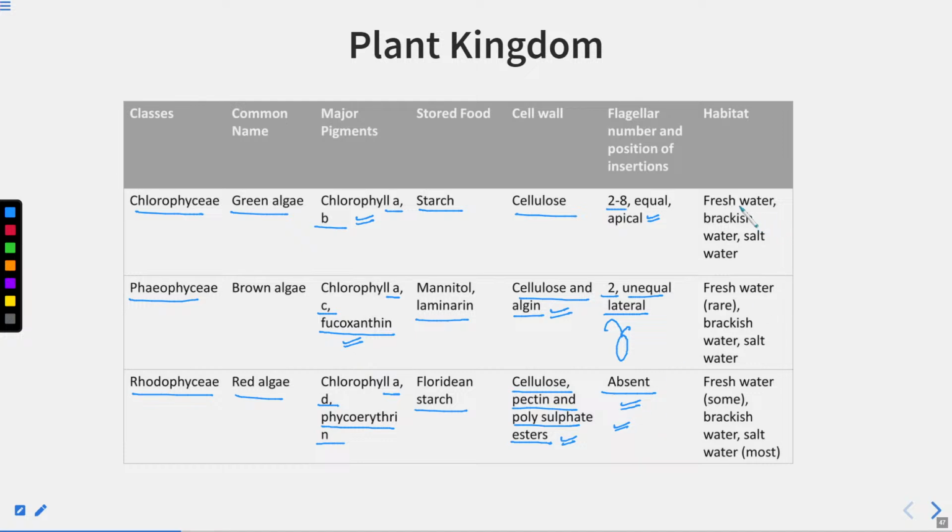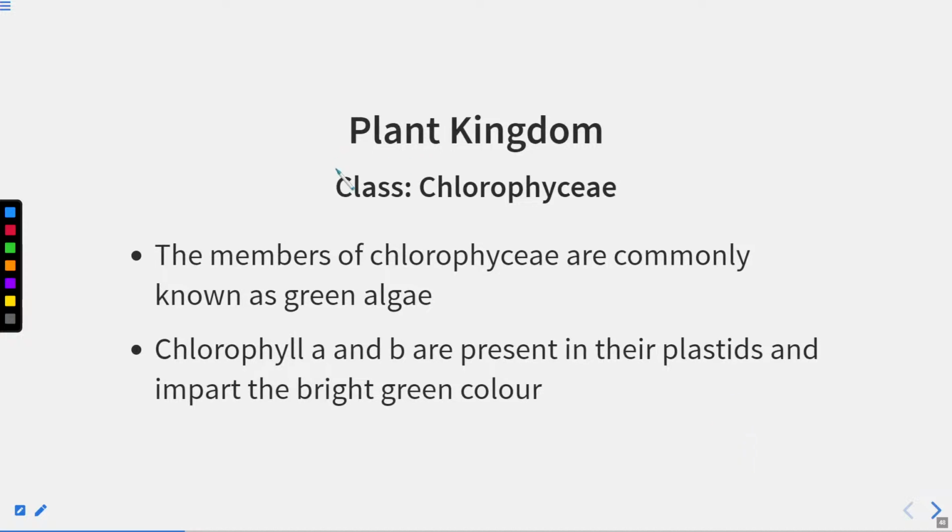Very important point. Habitat is fresh water, brackish water and salt water. So they are present in fresh as well as salt water. Phaeophyceae are present in fresh water and again salt water and brackish water. Rhodophyceae, some are present in fresh water, but mostly they are present in salt water or brackish water. So let us discuss the first class, that is Chlorophyceae.